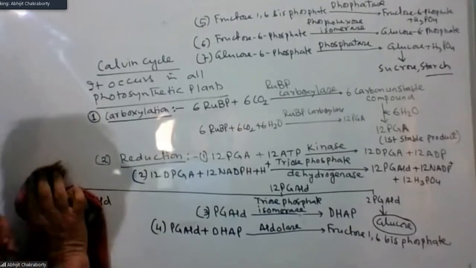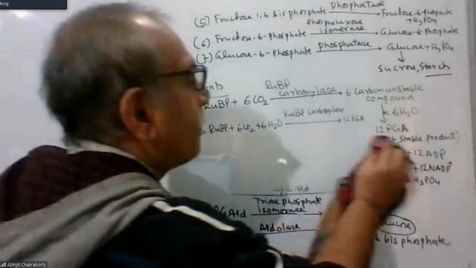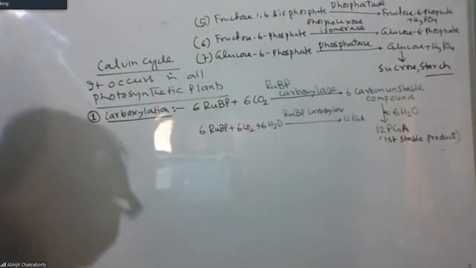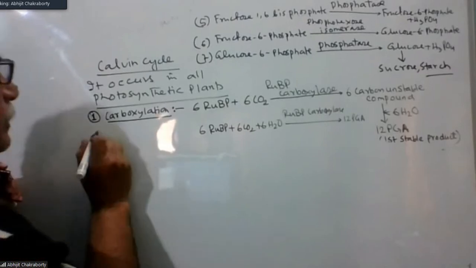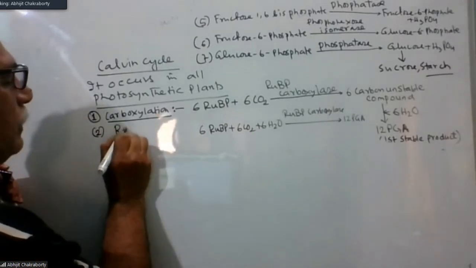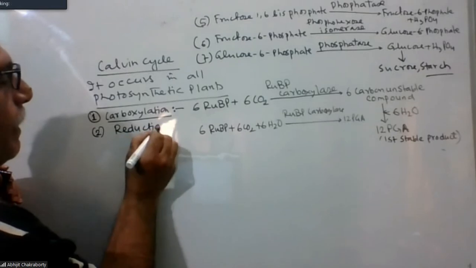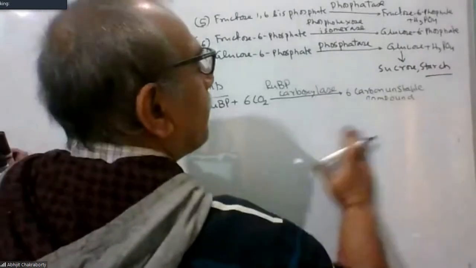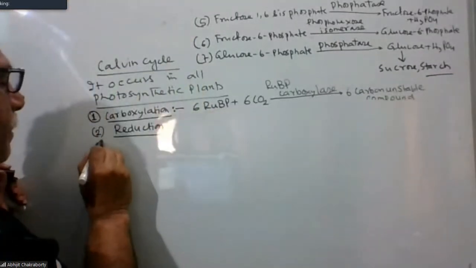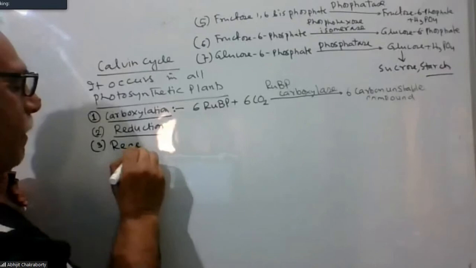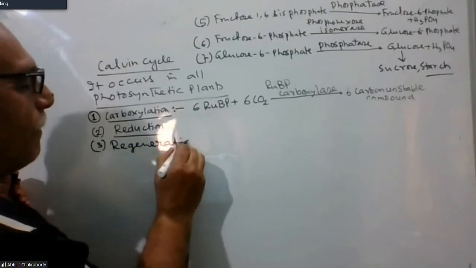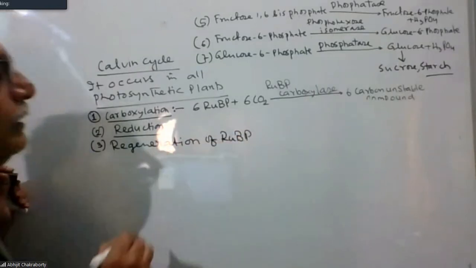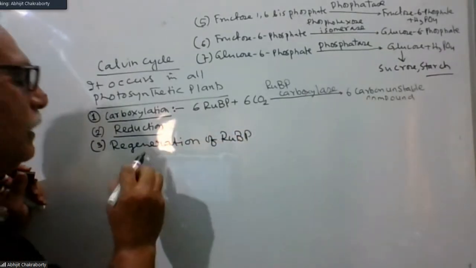Now step 3. Step 1, carboxylation. Step 2, reduction. And step 3, regeneration of RuBP. What happens here?